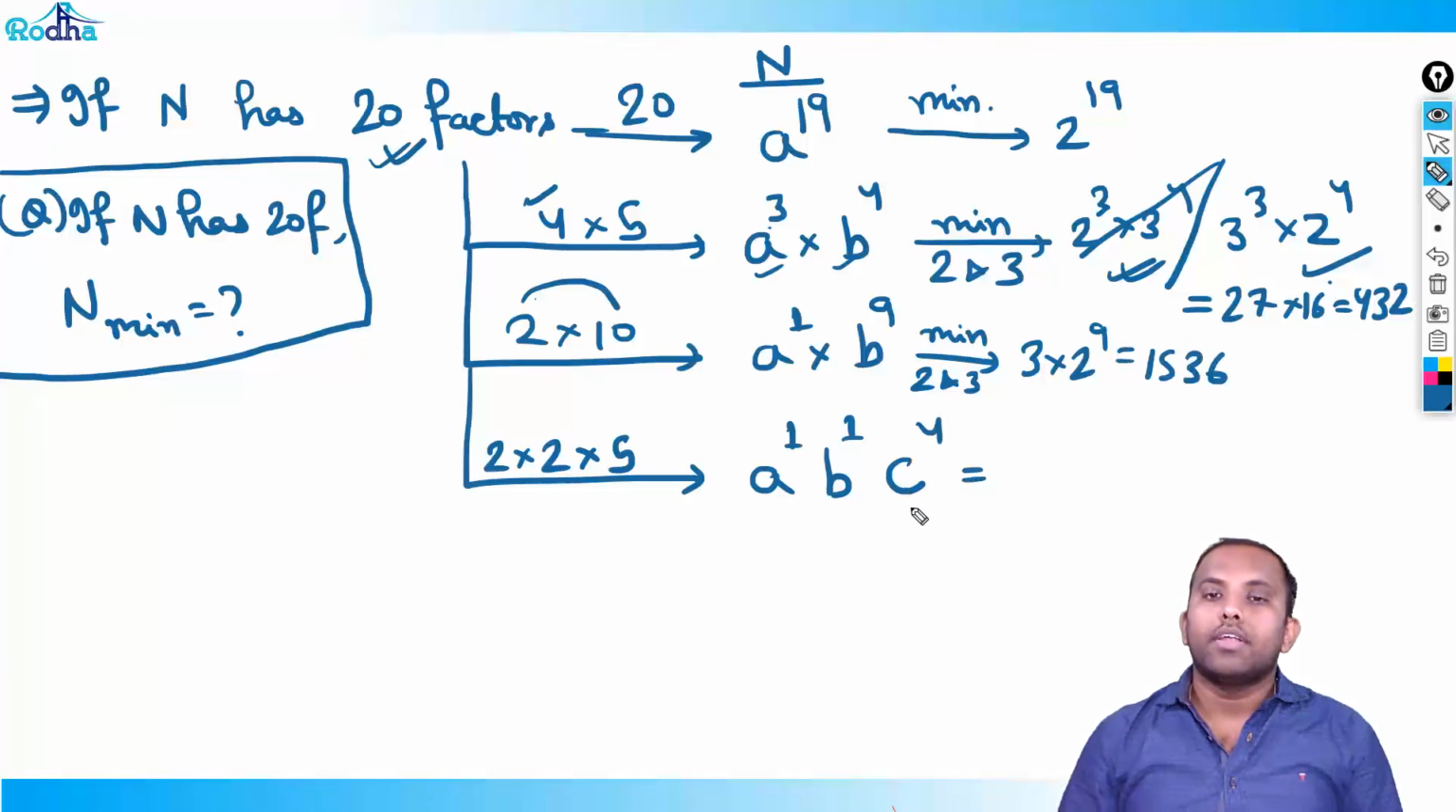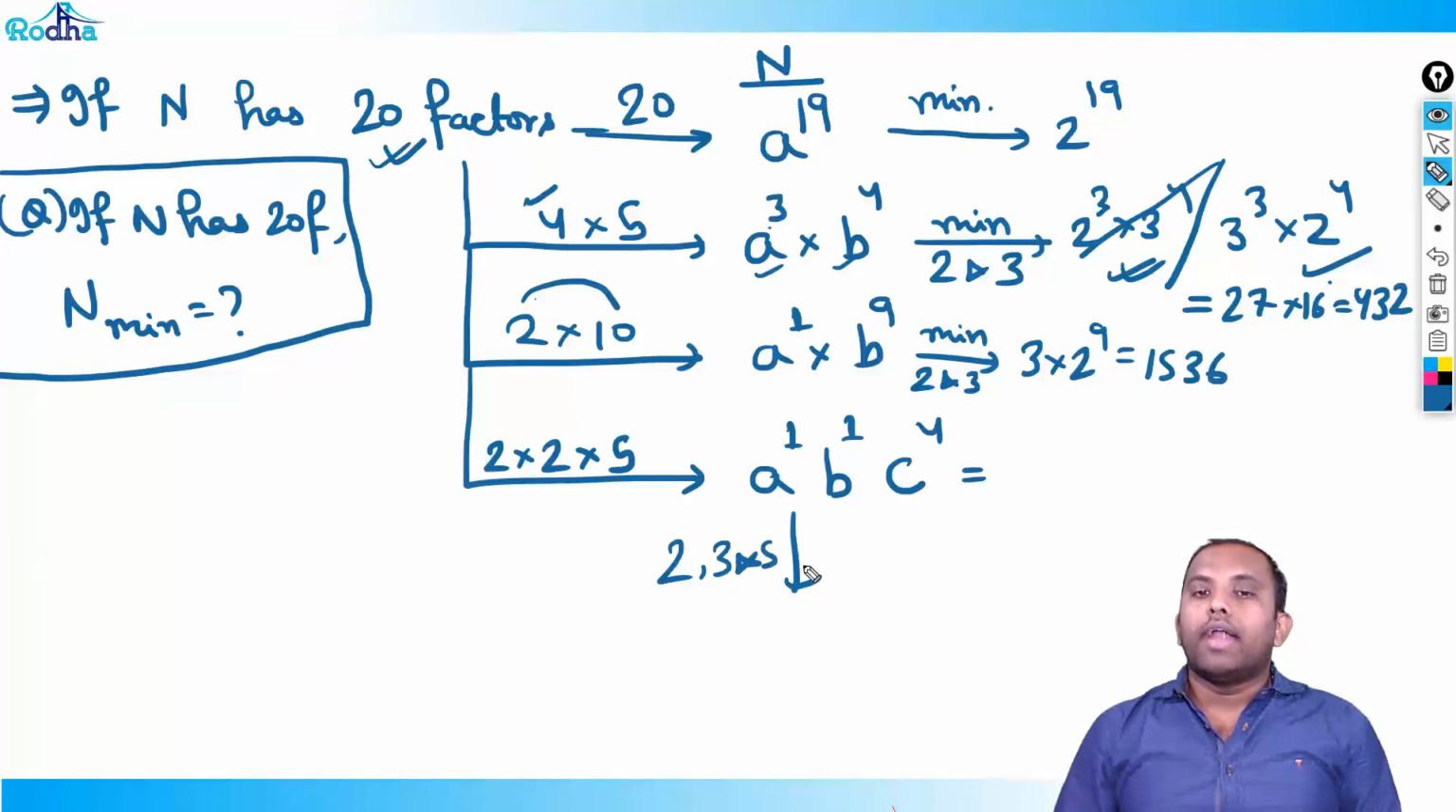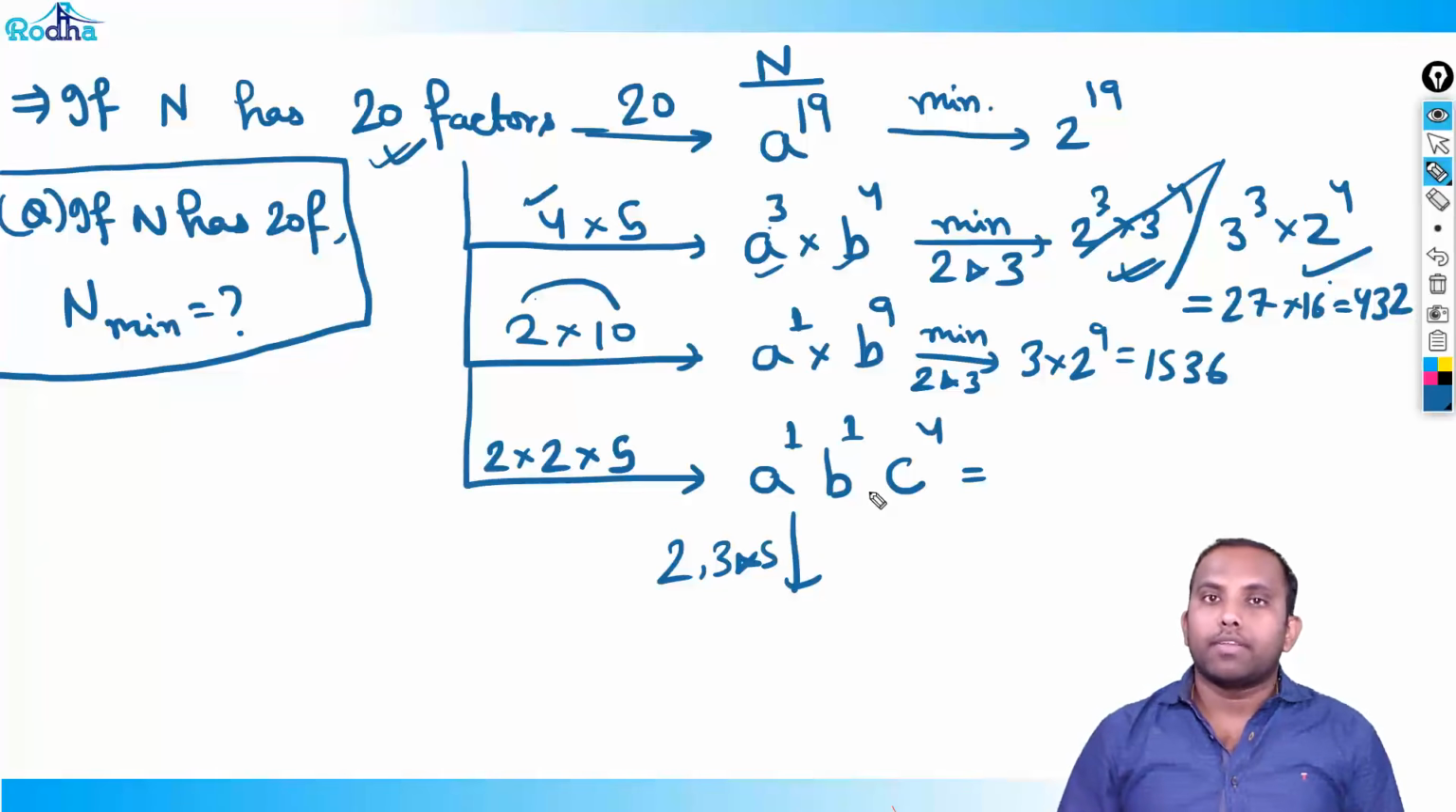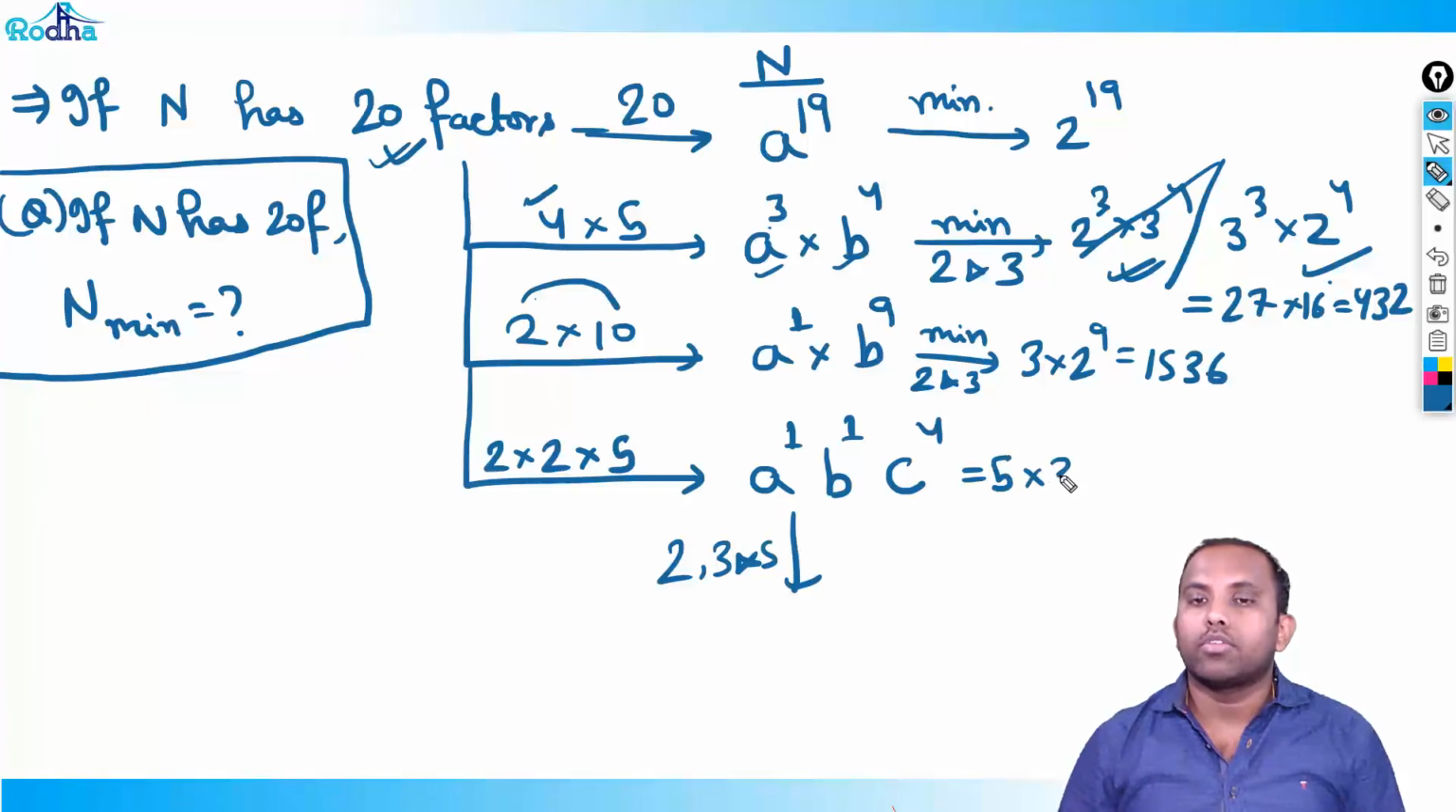And in this case, it is split into 3 parts. That means I need to assign 3 of the minimum values, that is 2, 3 and 5. And 2 should be given to the highest power to minimize the value. So I should give 2 to C, and we should give 3 and 5 to A. That means 5 into 3 into 2 raised to 4. That is 240.